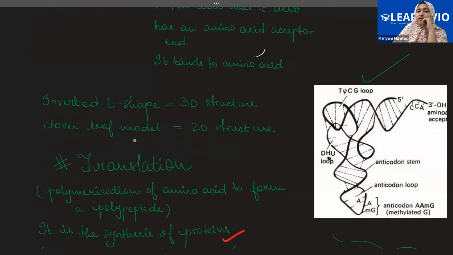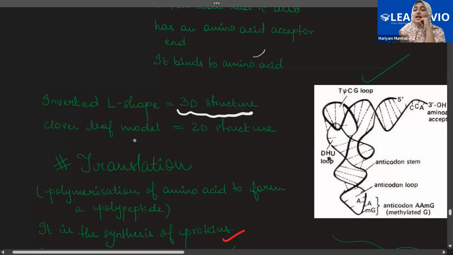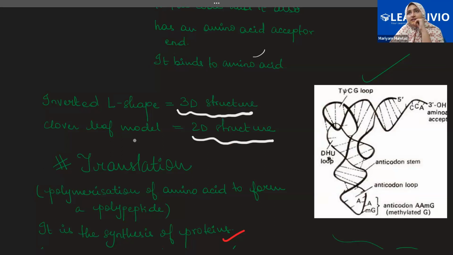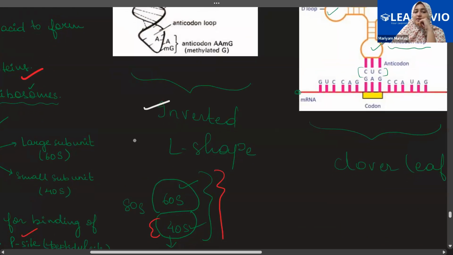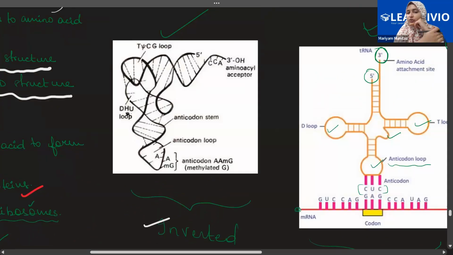Now the inverted L-shaped structure that we talked about, which is the actual structure, is the 3D structure of tRNA. Whereas the clover leaf model is just a model to study it, so it is a 2D structure. Many a times a question like this can also be asked, like which is the 3D structure of the tRNA or which is the 2D structure. Now see, this particular structure is the inverted L-shaped structure. This is the 3D one that we do not have to study.